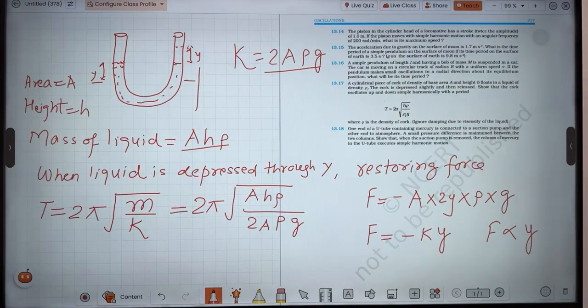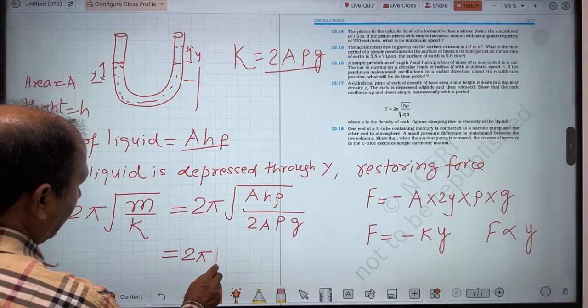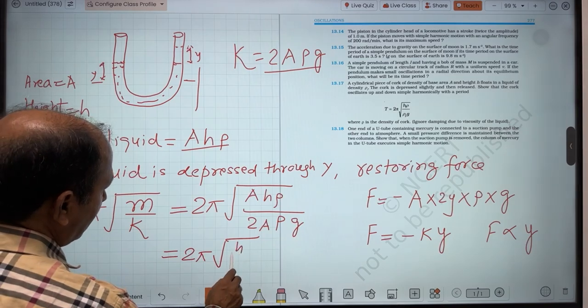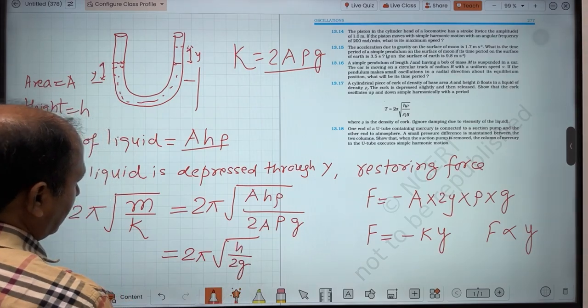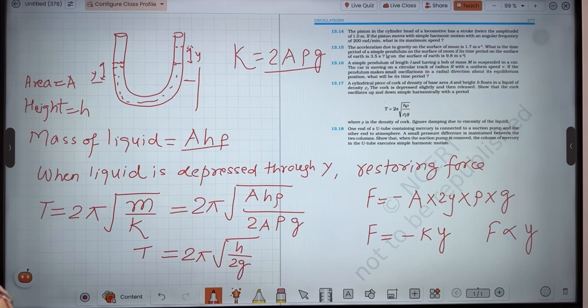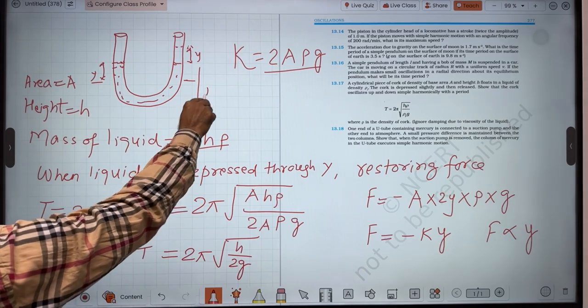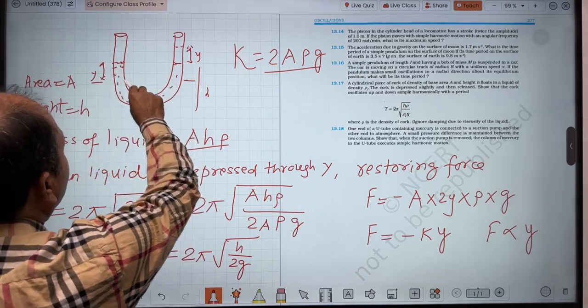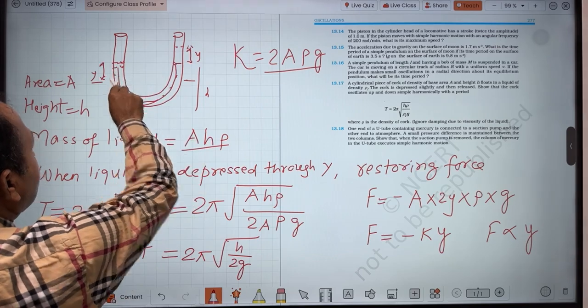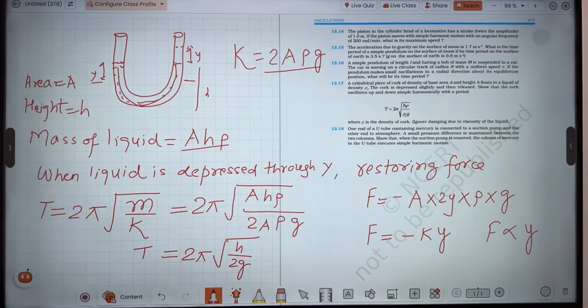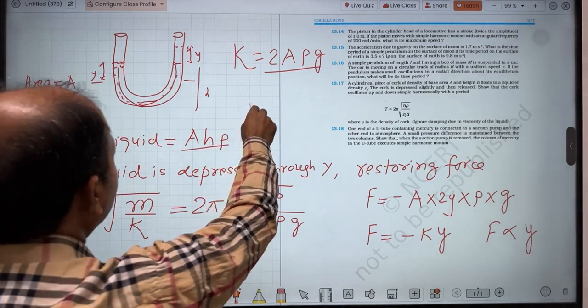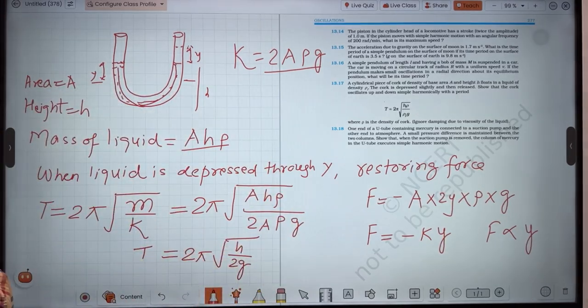So what is left? h upon 2g. So it becomes 2 pi root of h upon 2g. Here, what is h? In terms of length, we say this is h, and this is h here. So if this is the total length, as you know, we can write 2L here.